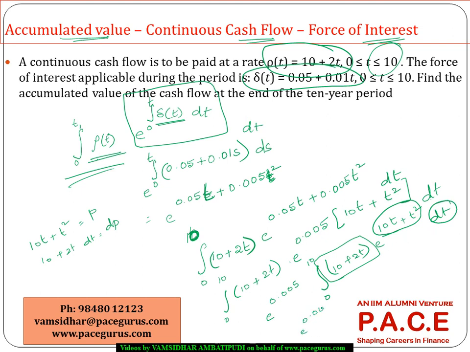So this becomes 0.005 integral e power p dp. We'll try to write the limits. So what are the limits here? I substitute t equal to 0, p is also 0. I substitute t equal to 10, p becomes 10 into 10, 100 plus 100, 200. So 0 to 200 e power p dp. So this actually becomes e power p itself. So all we can write is e power 0.005 into e power 200 minus e power 0.